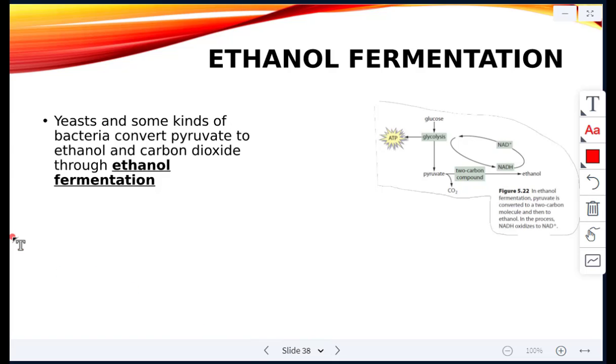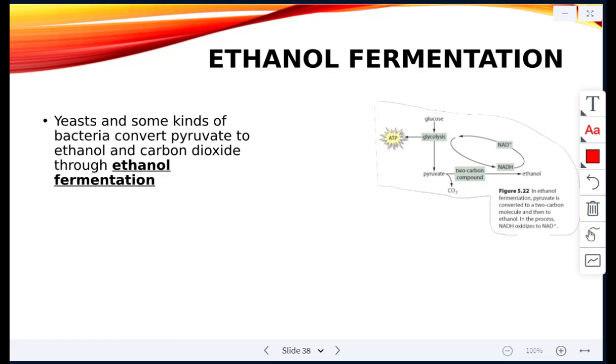The next type was the ethanol fermentation. Anytime you see a word ending with OL, you know it's going to be an alcohol. So ethanol fermentation, this is an alcohol. This happens in yeasts and some kinds of bacteria. They're going to convert the pyruvate to ethanol and carbon dioxide.